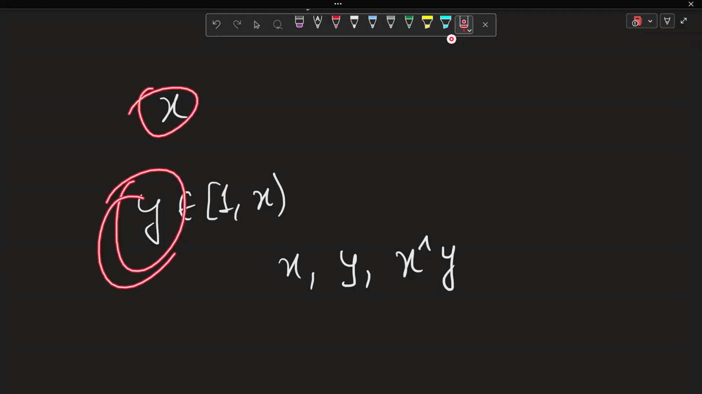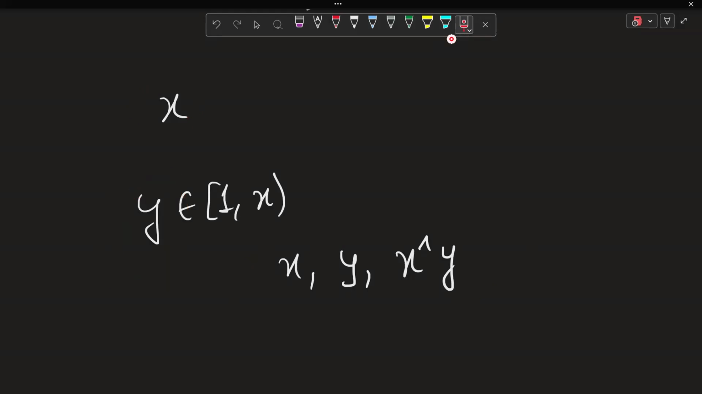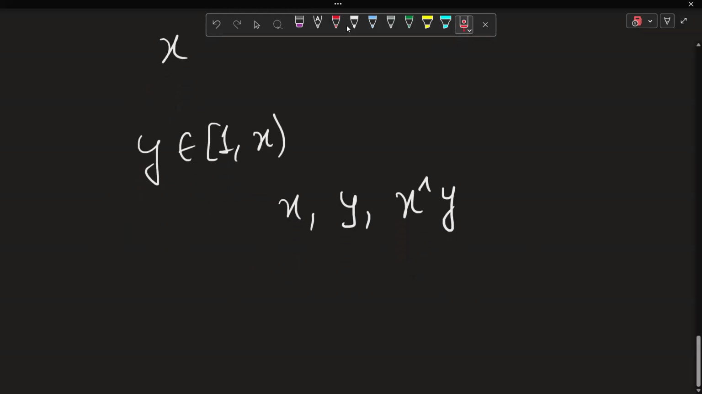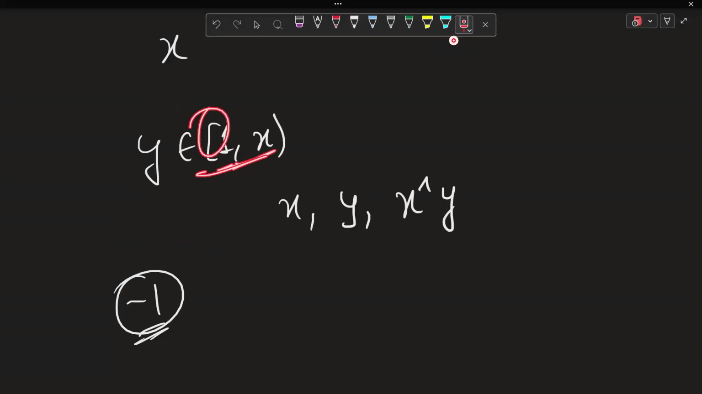So for this x, you need to find such a y so that this condition is satisfied. And if there exists no such y, then you print -1. And if there are multiple answers, you can just print any y. So the brute force approach would be to go through all the y in the range from 1 to x and check for this condition.